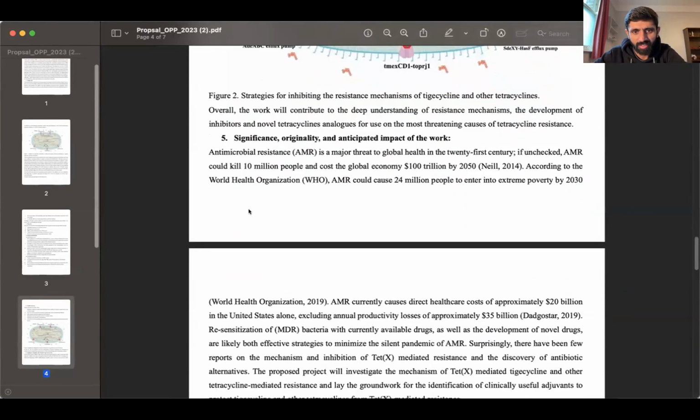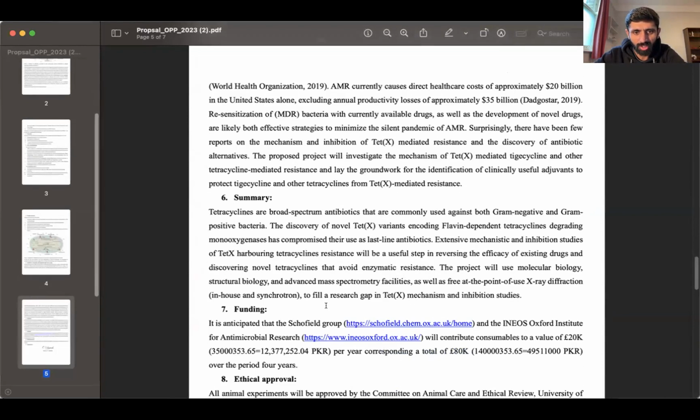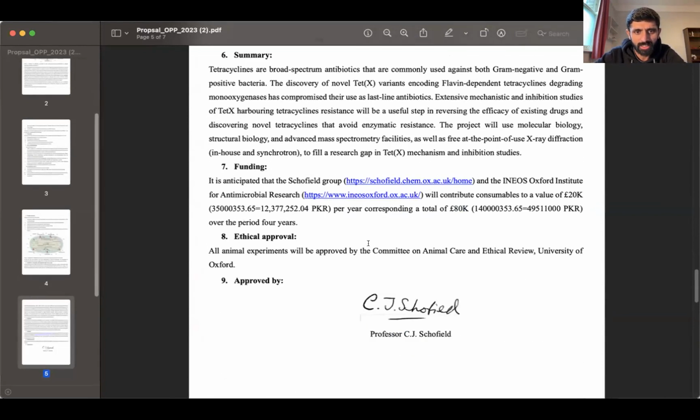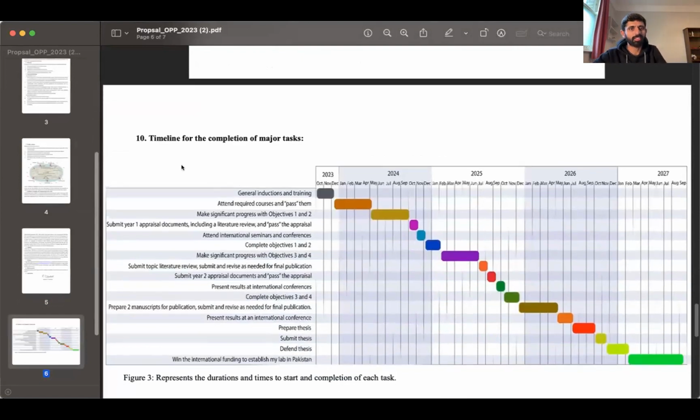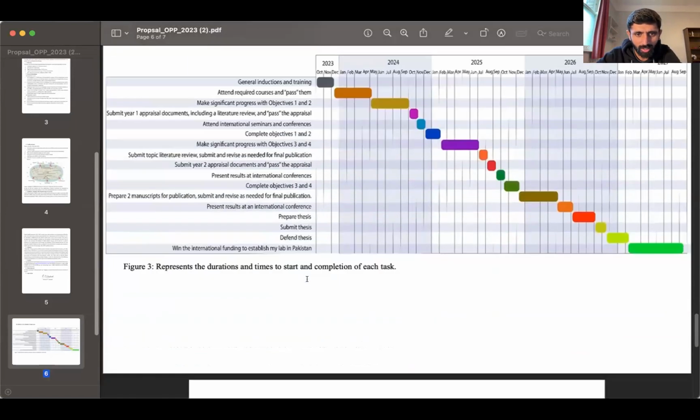And the significance is written here, and the summary, and funding and ethical approval. And this is the signature of my PhD supervisor. And the most important thing, this is a timeline for the completion of the major tasks. So here I give a 4-year timeline to complete this project, starting from October 2023 to September 2027. Everything has its own time span, and I'm still following this timeline.